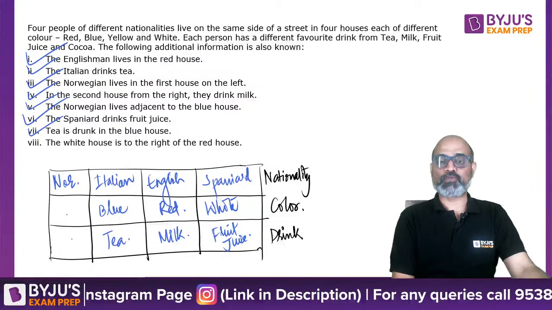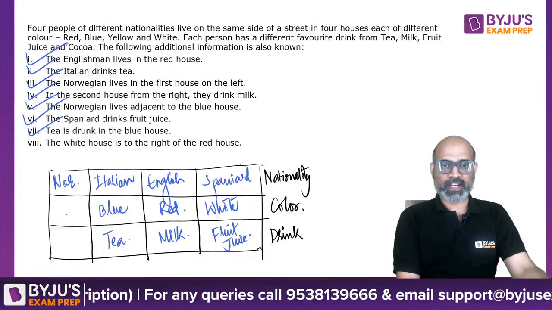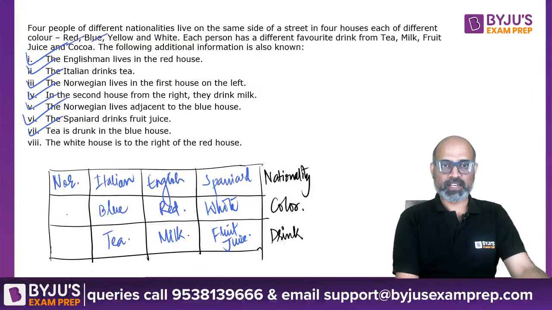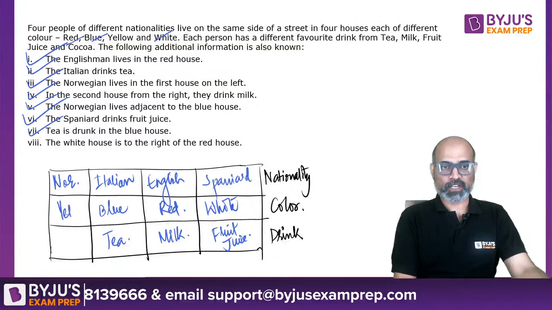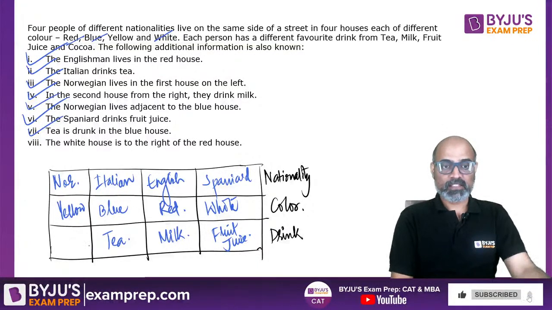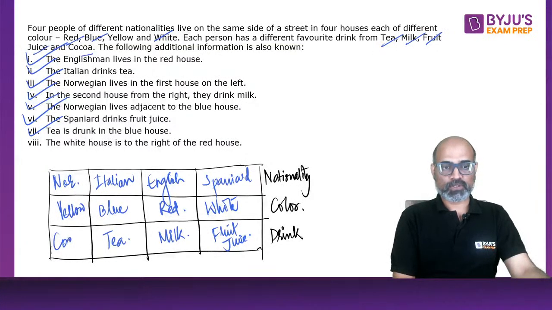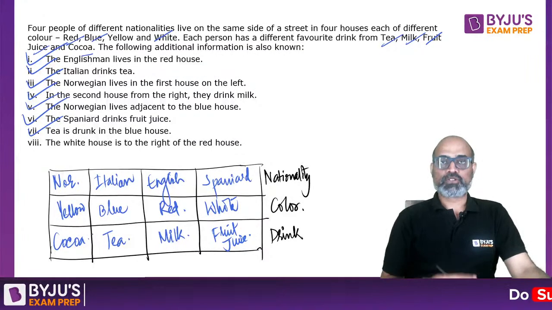We are left with one color and one drink. So if we look above, red is taken, blue is taken, white is taken. So that means Norwegian guy lives in the yellow colored house and he drinks, tea is taken, milk is taken, fruit juice is taken. We are left with coca. So he drinks coca.